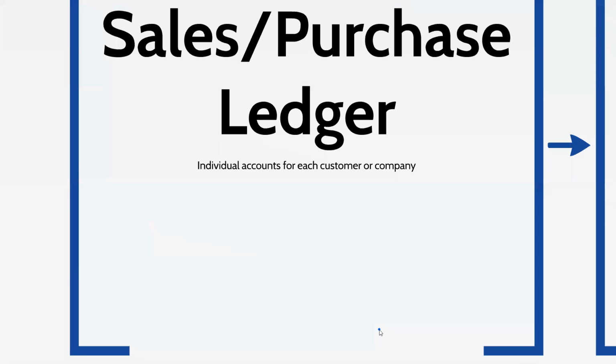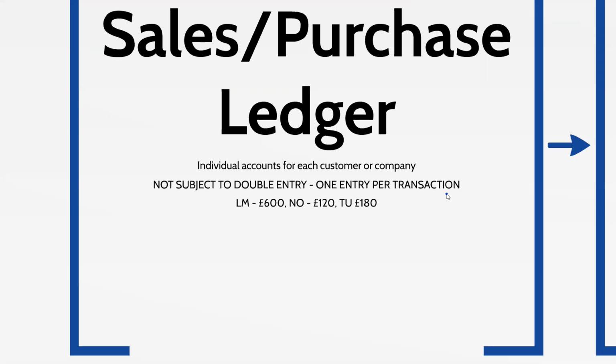And essentially, these ledger accounts show individual information for each customer or each company that a business is engaged in. So crucially, we do not subject these ledgers to double entry. Double entry bookkeeping is probably something you're getting familiar with over the course of your BA3 study so far. This is one of the areas that is exempt from this type of accounting. So we only make one entry per transaction in these ledger accounts.